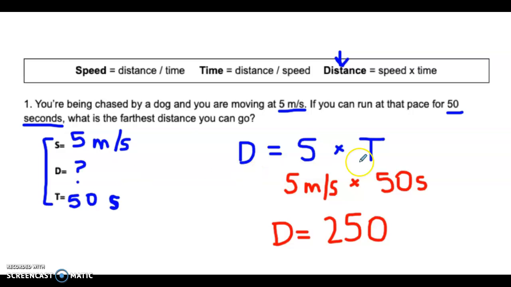For this, I want to take whatever's been used in the problem. And right here is going to give me the information. In the problem, it uses 5 meters per second. That means I want to take the meters portion and use that as my label. So for this problem, the farthest distance I can go is 250 meters.